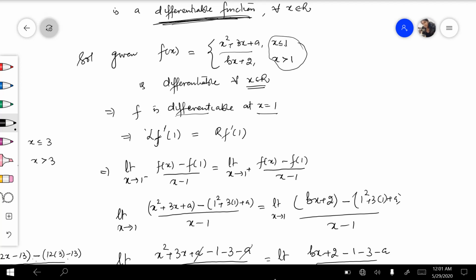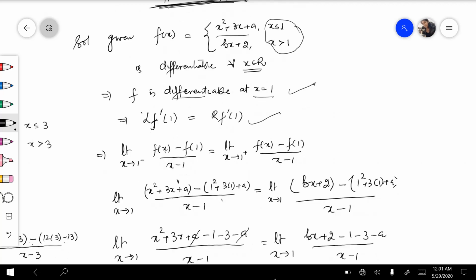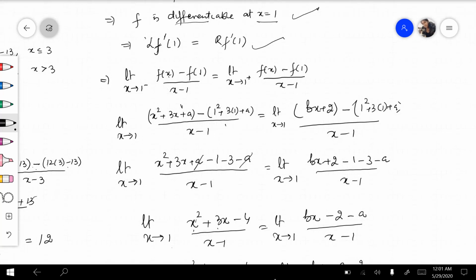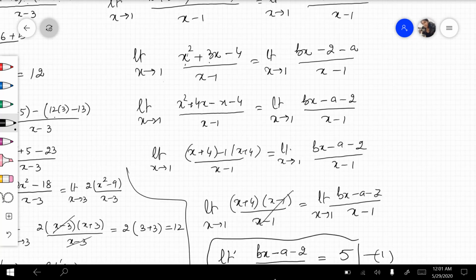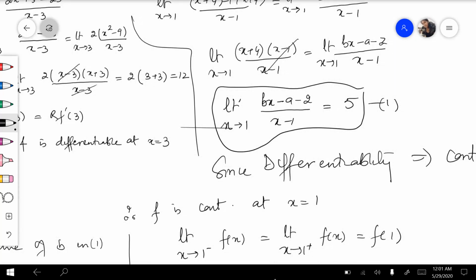ये फंक्शन आपको डिफरेंशिएबल दिया था 1 पे. अगर ये डिफरेंशिएबल है तो लेफ्ट हैंड डेरिवेटिव इज इक्वल टू राइट हैंड डेरिवेटिव. उसमें हमने लेस देन 1 पे फंक्शन की डेफिनेशन पुट किया, एफ ऑफ 1 पे भी सेम था तो उसको सिंप्लीफाई किया. इसी तरह से ग्रेटर देन 1 पे इट वाज bx प्लस 2 सब्स्टिट्यूट किया, सिंप्लीफाई करा, तो वापस सिंप्लीफाई करते करते वी रीच टू दिस स्टेप.